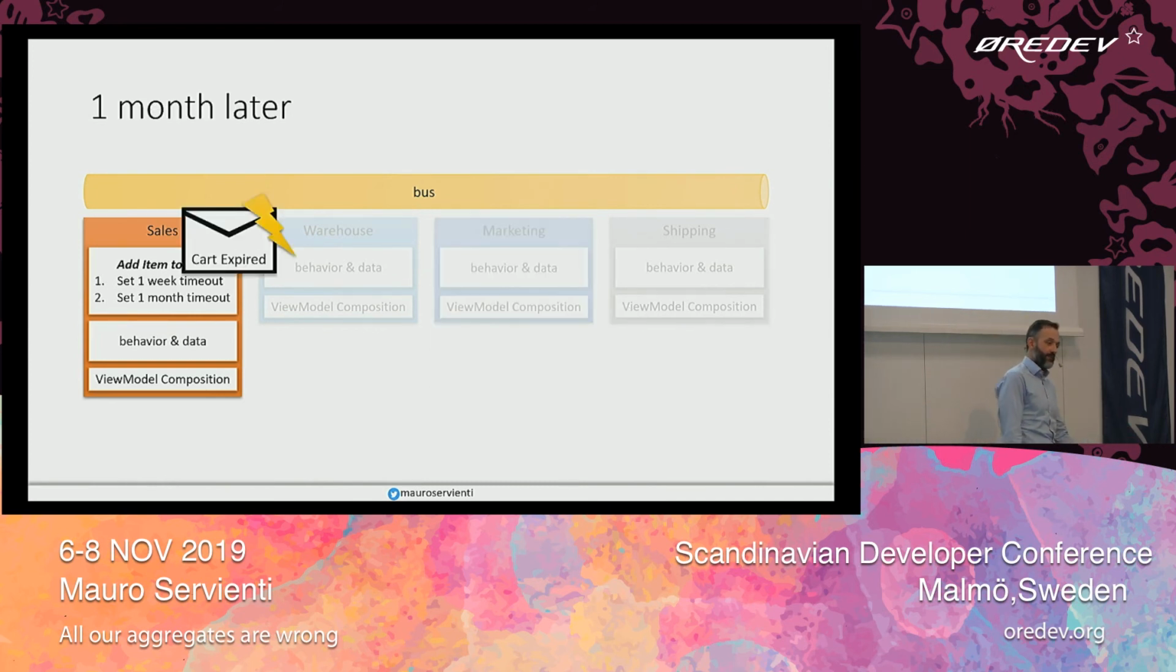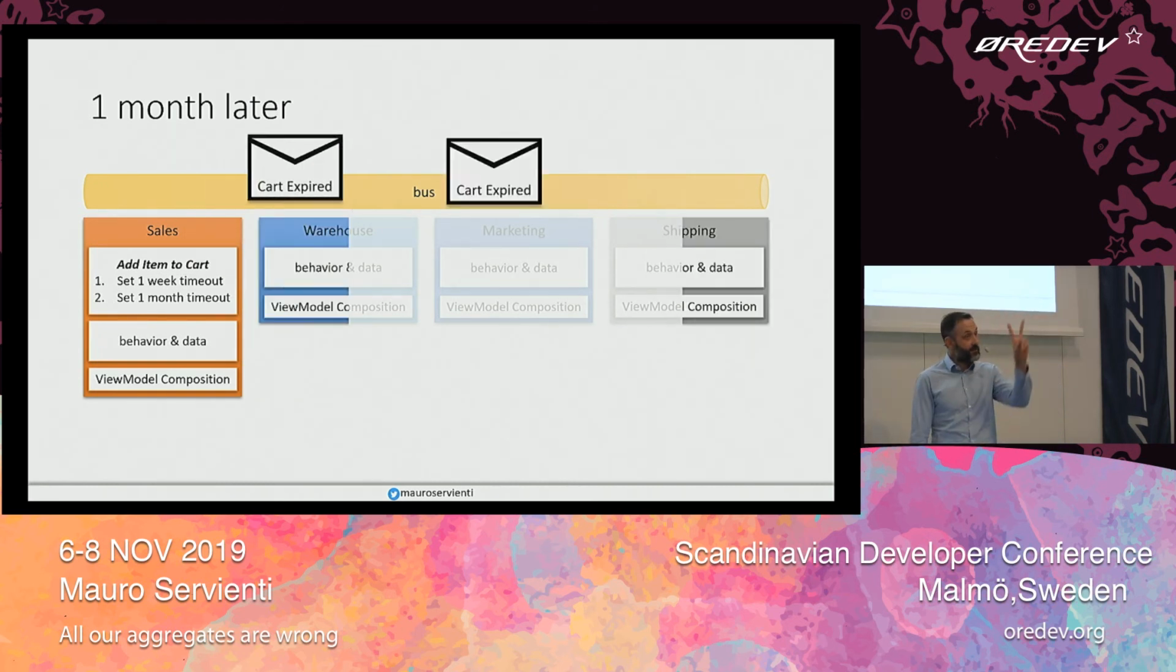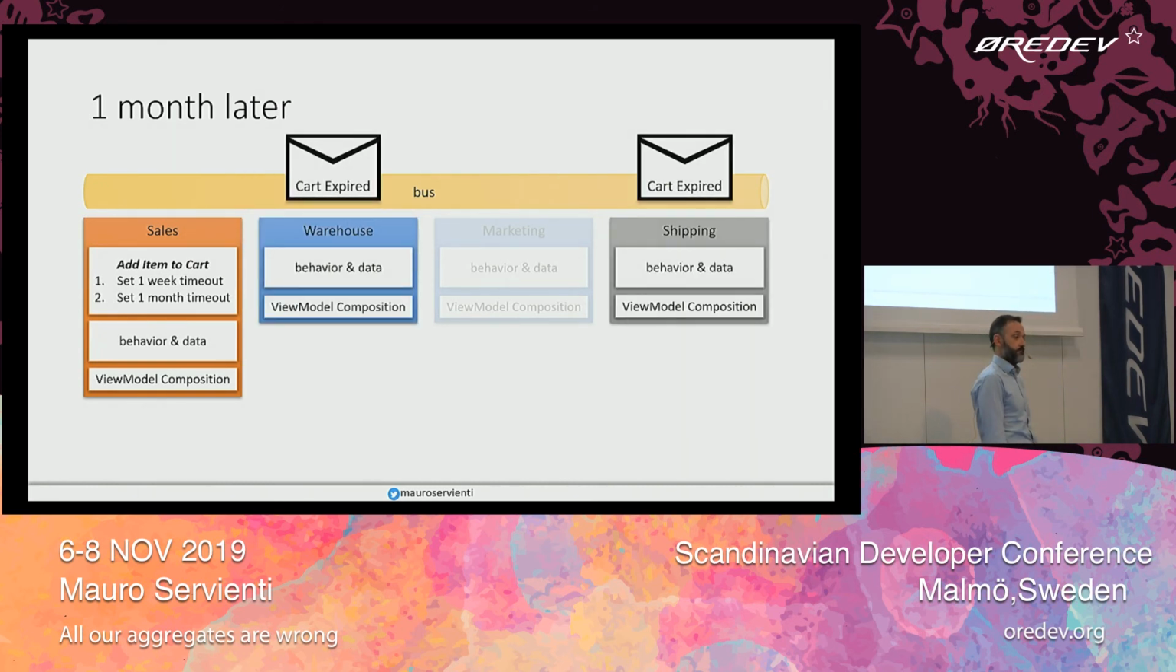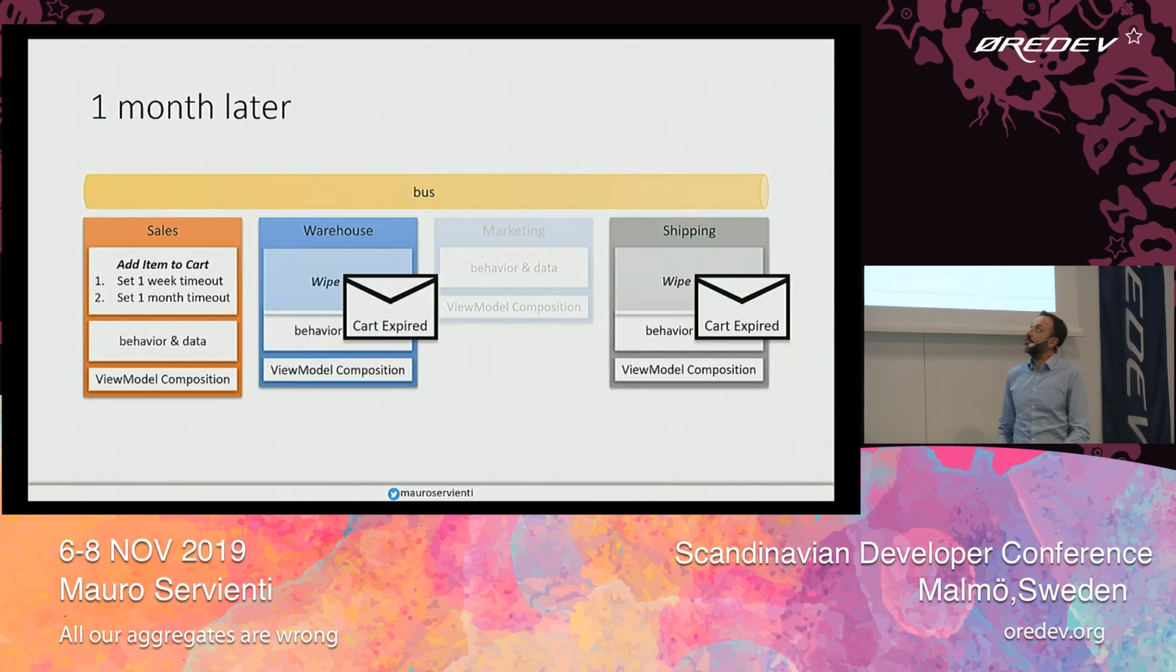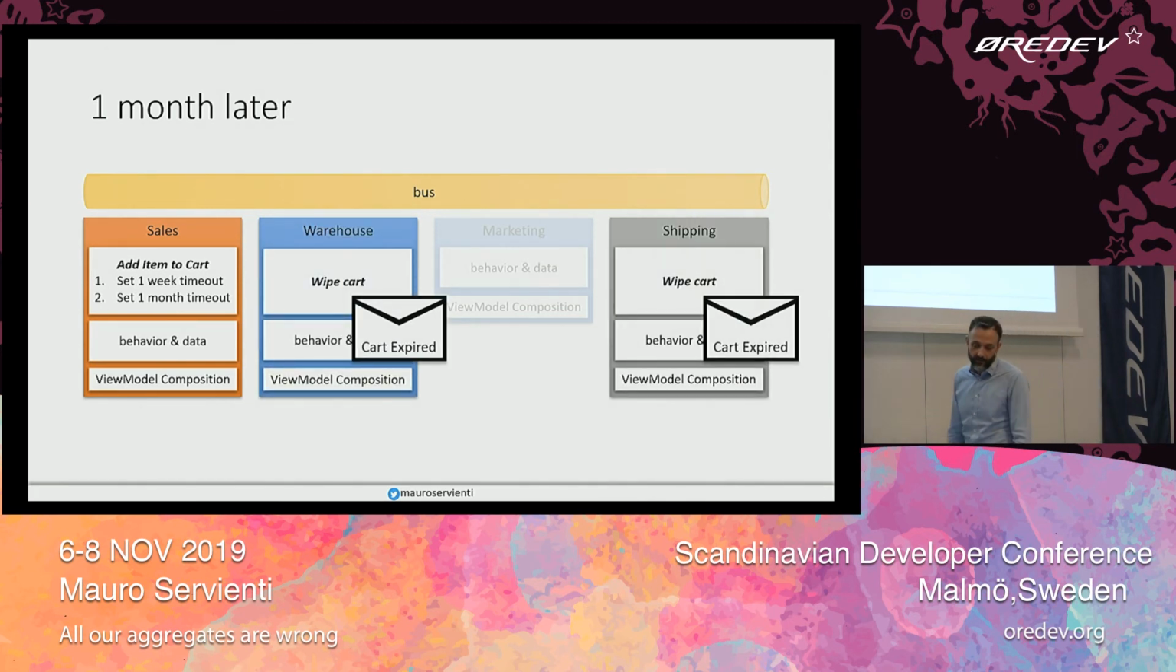And then a month after, the cart expires, basically. So the cart expired event is published on the queue. That's interesting for two services, shipping and warehouse, because they need to wipe data. Those are the services, other than sales, containing data related to carts. So what they do is that they receive this message and they just wipe the cart, their view of the carts.